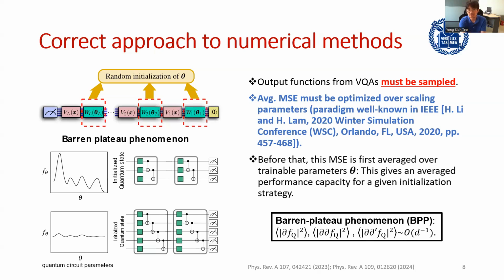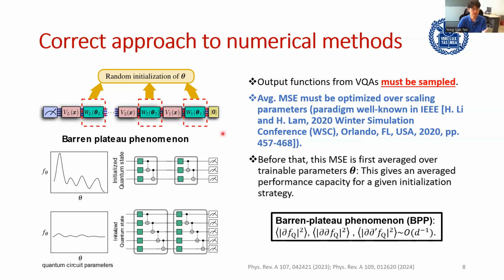And such a technique is actually well known in the IEEE community. I just cited one paper, but I'm pretty sure that most of you, if not all, are familiar with such a paradigm. And when you do this, you will get a very optimal set of estimators for the gradient and Hessian estimation. And on top of that, we also average the mean square error over the trainable parameters, which is something that people have not looked at. And this average actually serves to give an average performance capacity for some given initialization strategy.